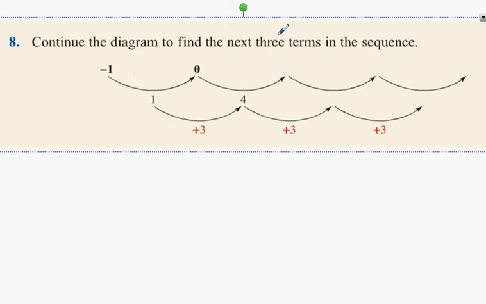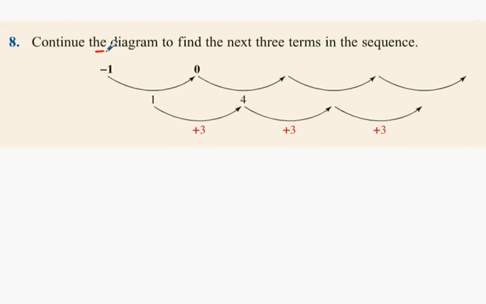Then you go to another type of question, like this. Continue the diagram to find the next 3 terms in the sequence. T1 is minus 1. T2 is 0. So look at this. Okay? A gap of 1. The difference goes from 1 to 4. What's the next one along? 7 and 10.